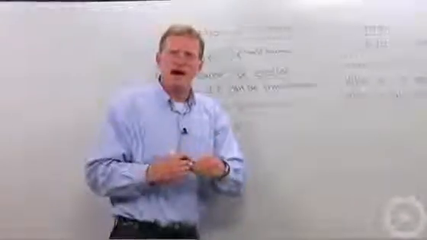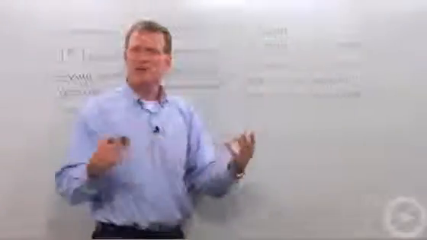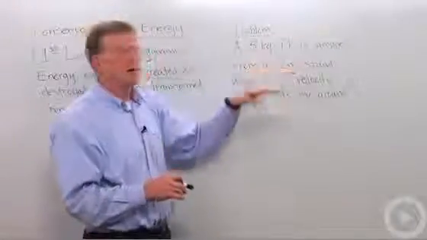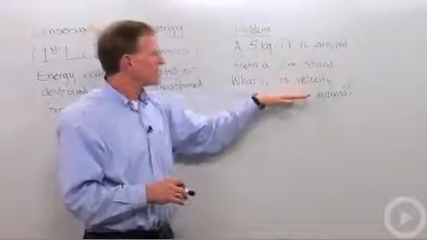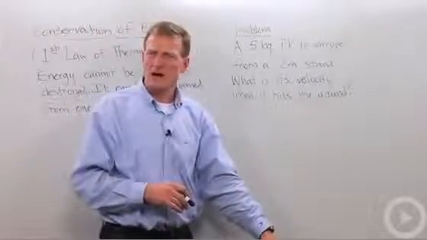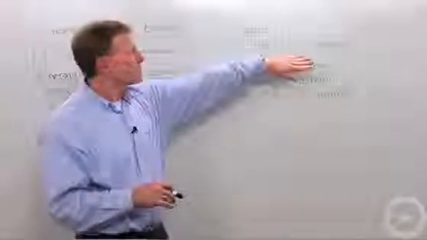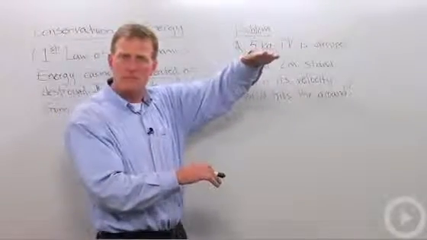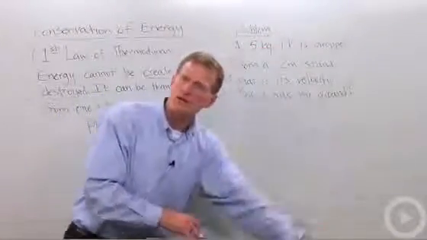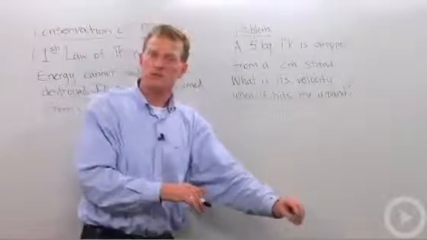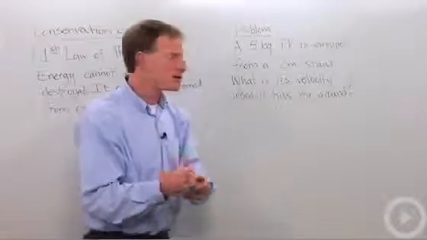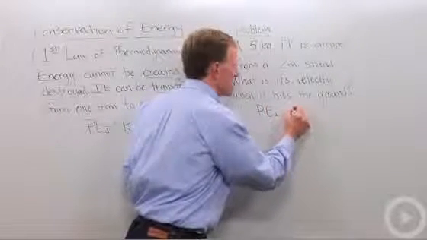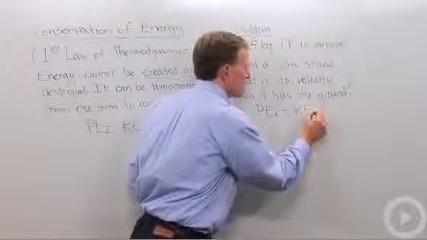Well, let's say we've got an object, let's say a TV. This might be a fun thing to do at home, but don't try this at home. A 5 kilogram TV is dropped from a 2-meter stand, and I want to know what the velocity is when it hits the ground. I'm giving you potential energy here, where it's positional energy, right? It's a certain distance above the ground, and it's going to accelerate until it hits the ground. And when it does, it will have a certain amount of kinetic energy. So let's say our initial potential energy is going to equal our final kinetic energy.